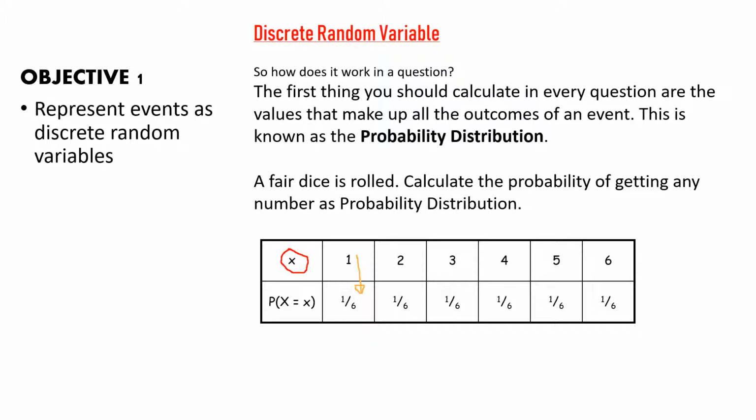So the probability of rolling a 1 is 1 over 6. The probability of rolling a 2 is 1 over 6. 3 is 1 over 6. 4 is 1 over 6. 5 is 1 over 6. And 6 is 1 over 6.